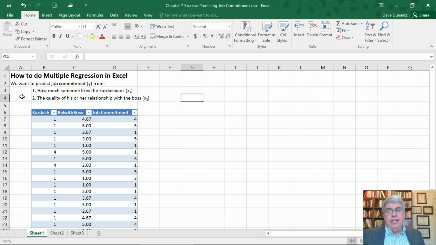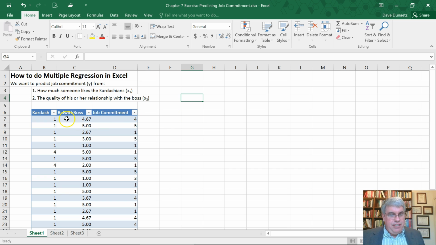Now, for this one, job commitment should be positively related to the quality of relationship that one has with the boss, because the way that we've been created is that relationships are so important that we are more likely to stay in something when we have a high quality relationship.